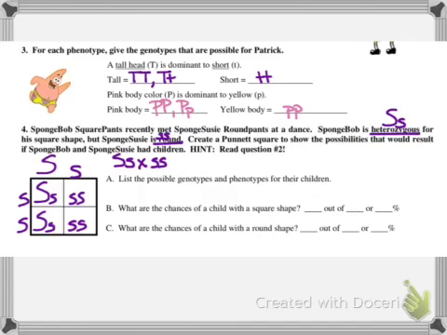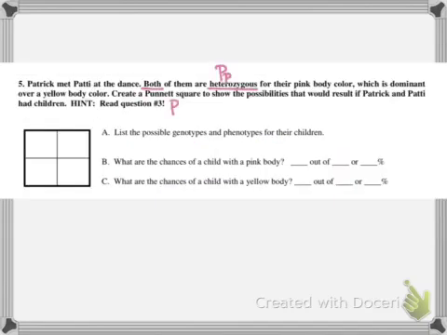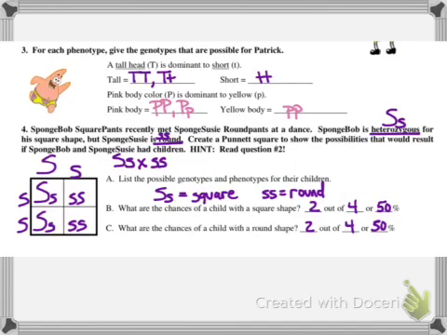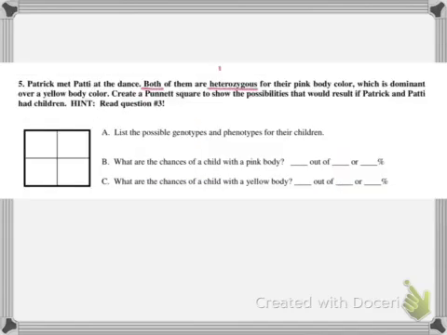And if we were to list the possible genotypes and phenotypes for their kids, possibilities would be hybrid, which would be square, and purebred recessive, which would be round. And then filling in the chances. So we'd have 2 out of 4, or 50%, chance that they would be square, and 2 out of 4, 50% that the kids would be round. All right, and now let's look at number 4.